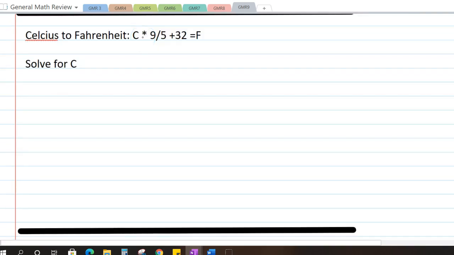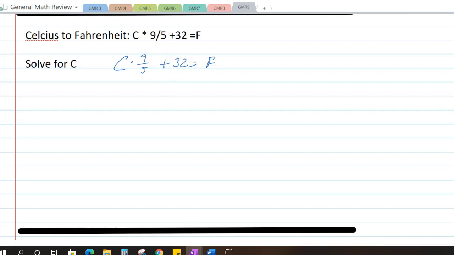Converting Celsius to Fahrenheit. This is a very common problem for chemistry class and on standardized tests. The formula they gave us is C for Celsius times 9/5 plus 32 is equal to F. What they want us to do is solve for Celsius. I rewrite it. I ask myself, what's happening to the C? The C is being multiplied by 9/5 and being added by 32.